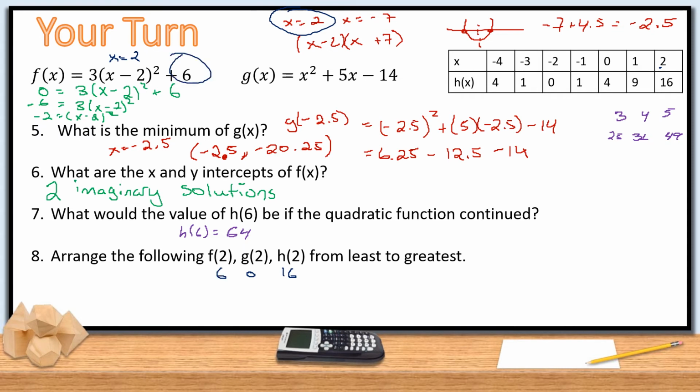So there's actually not a lot of math in this one. From least to greatest, that would be g of 2, f of 2, and h of 2. So answer being 0, 6, 16, from least to greatest. How'd you do?